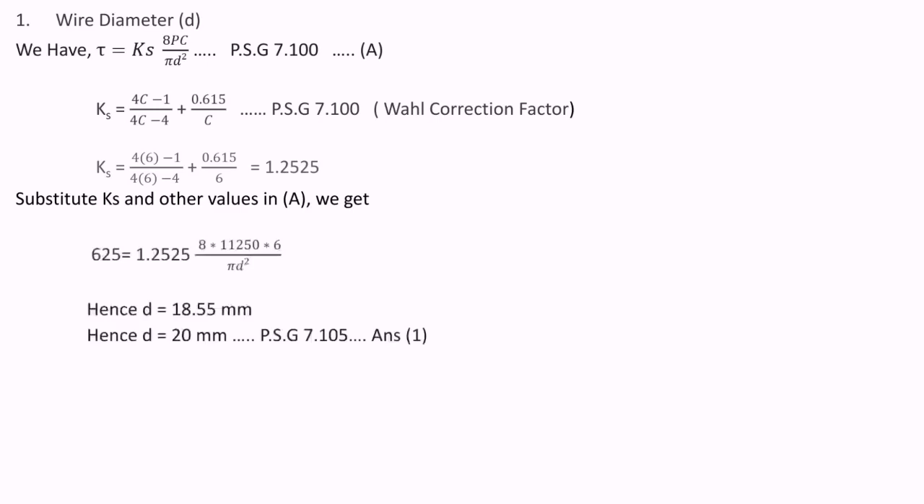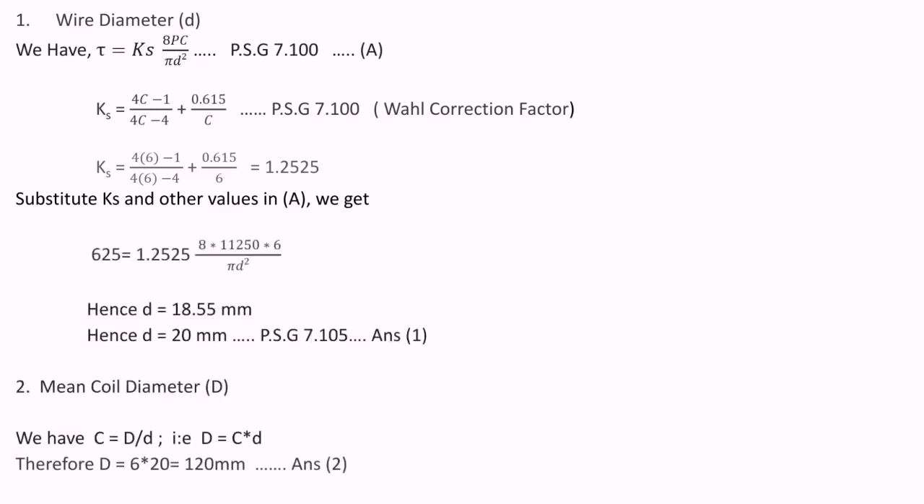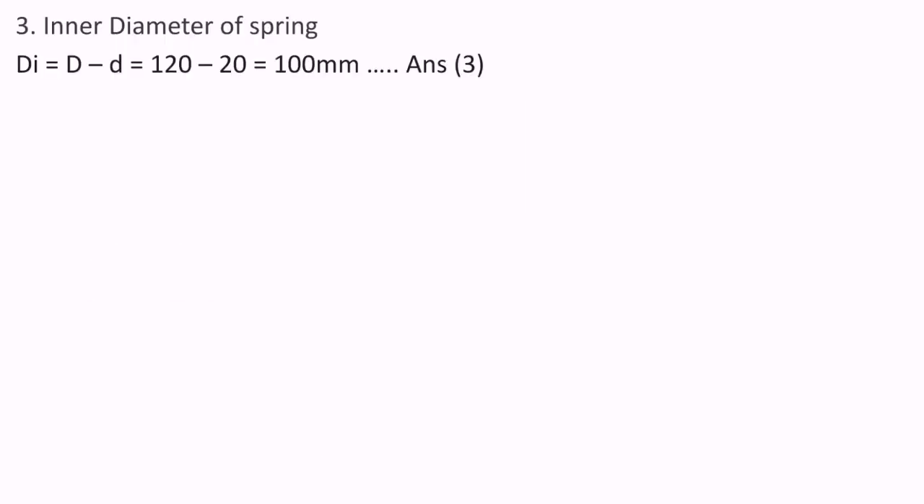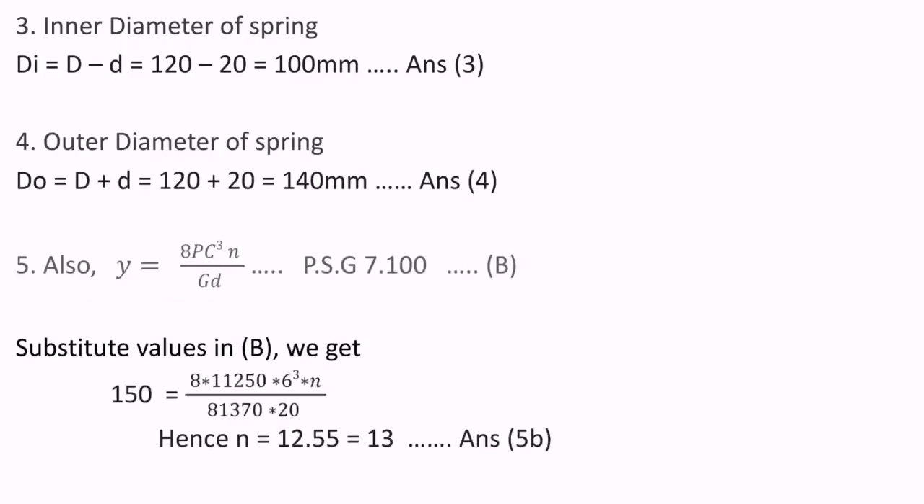Next step will be to find out the mean coil diameter D by using the value of spring index. So using the value of spring index, I will get the answer for capital D as 120 mm. Inner diameter of the spring will be Di is equal to D minus d, whereas outer diameter of the spring will be equal to D plus d. On solving, I will get the answers as 100 and 140 mm respectively.